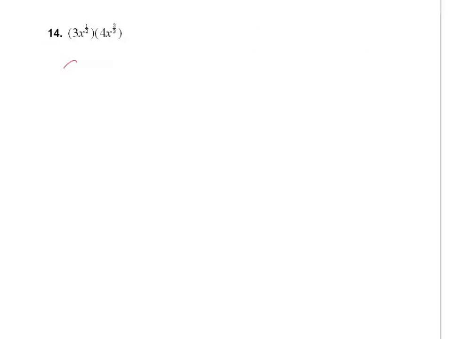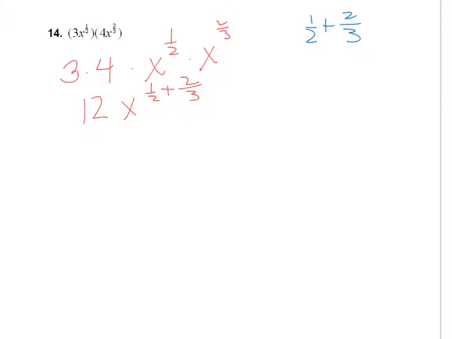So we're going to have 3 times 4 times x to the 1/2 times x to the 2/3. 3 times 4 gives you 12. And since those x's are the same base, you can add those exponents. Now, if you would want to, in your head or in your calculator, you could simply type in 1/2 plus 2/3.